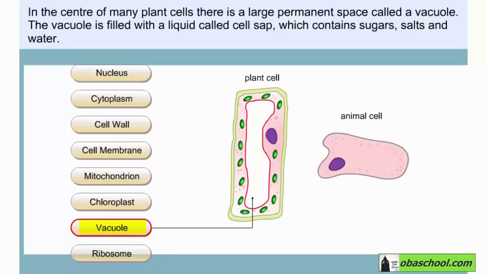Vacuoles are other organelles found in plant cells. They are found in the center, and they are very large open spaces. They are filled with a liquid called sap, which contains sugars, salts, and water. Animal cells also have vacuoles, but they are very, very small.